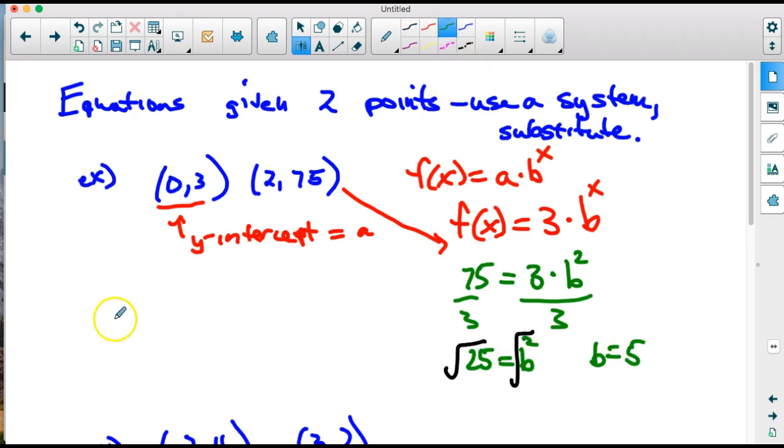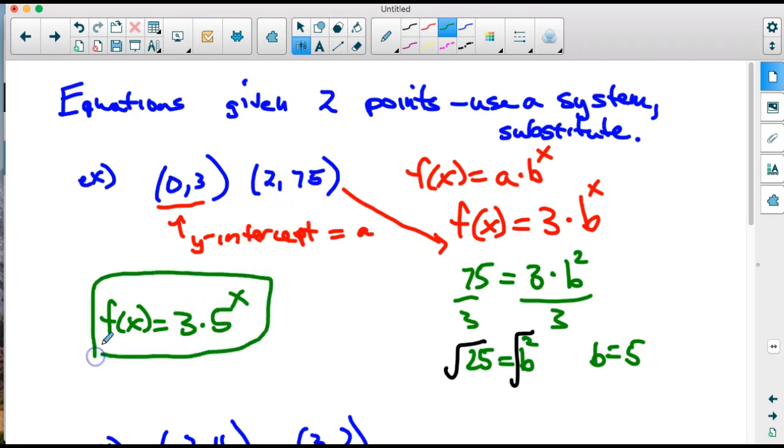So my equation is f of x equals 3 times 5 to the x. And we can check that. Put in 0. 5 to the 0 is 1. 1 times 3 is 3. Okay, and then we put in 2. 5 to the second power is 25. 25 times 3 is 75. We just checked both points given in this equation to make sure it works.